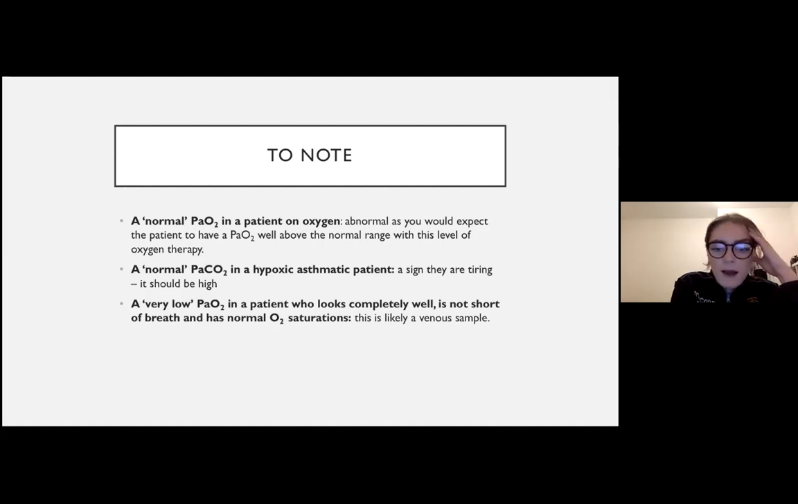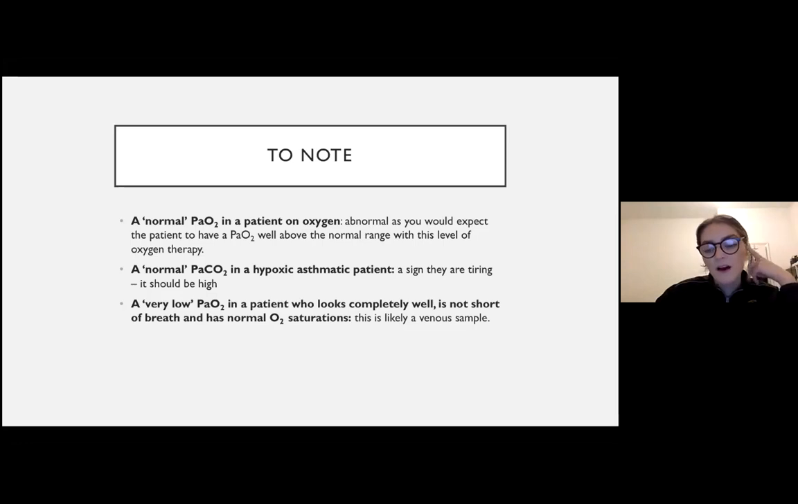And a very low oxygen in a patient who looks completely well, has no shortness of breath, and has normal oxygen saturations is more than likely a venous sample. So if you look at someone and think, your sats are good, you're sat up chatting to me, you're not short of breath, and then you run an ABG and it comes back really low, be aware that could be a venous sample, and you could have not hit the artery when you were taking it. So you might have to do it again, depending on what the indication is.